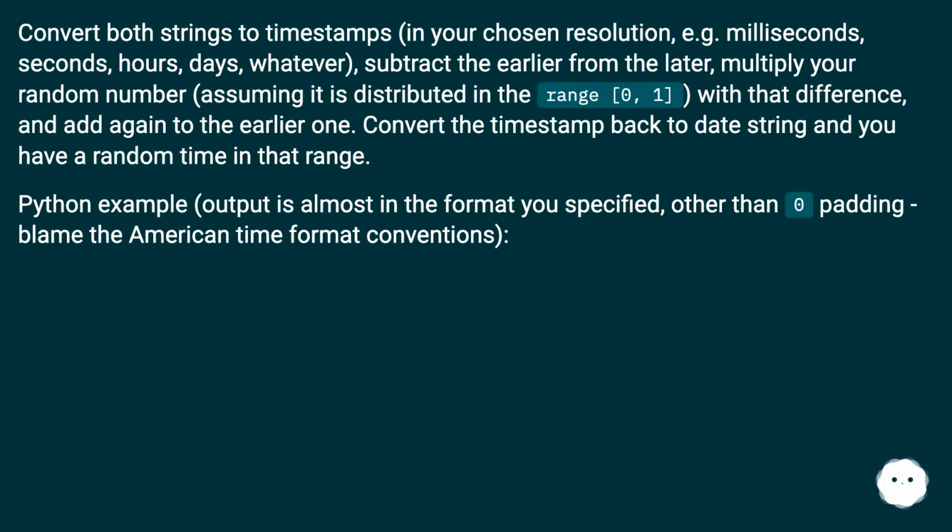Convert both strings to timestamps in your chosen resolution, e.g. milliseconds, seconds, hours, days, whatever. Subtract the earlier from the later, multiply your random number, assuming it is distributed in the range 0, 1, with that difference, and add again to the earlier one. Convert the timestamp back to date string and you have a random time in that range.